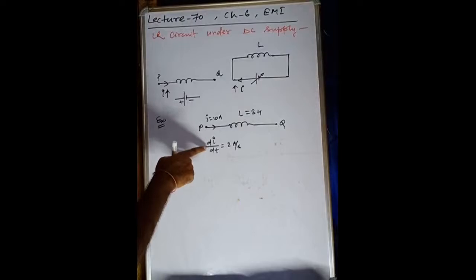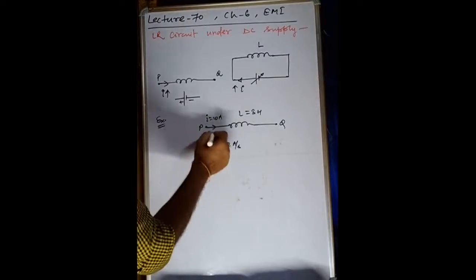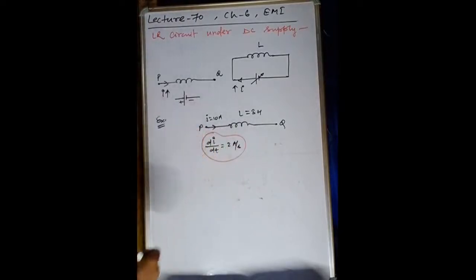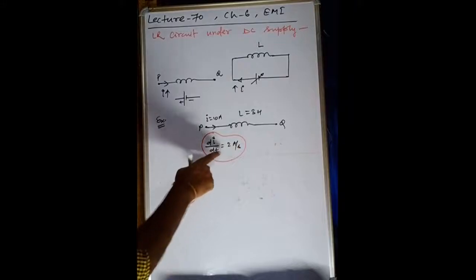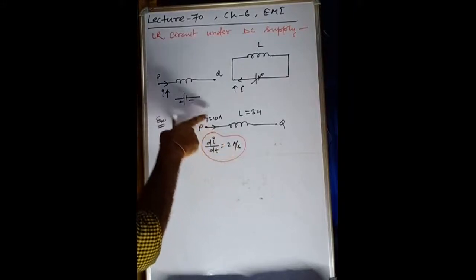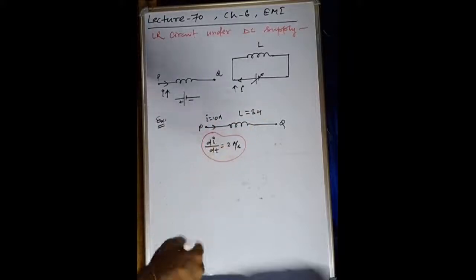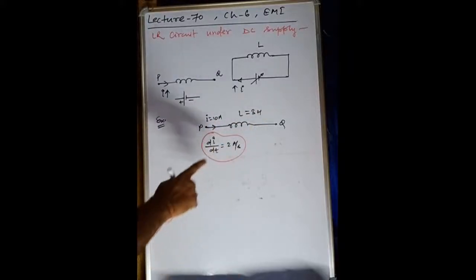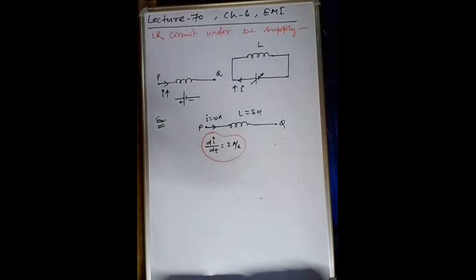First, due to the given value, you can see it is quite clear. This is positive, and this positive represents that the current is increasing. Every 2 seconds the current becomes 2 ampere more. Okay, it is increasing by 2 ampere per second.